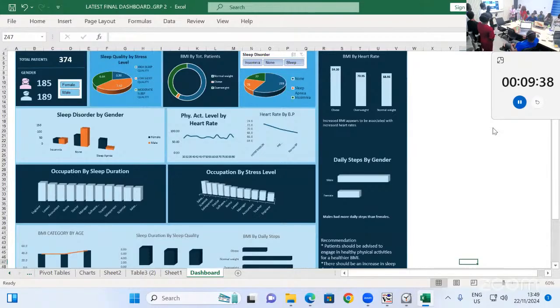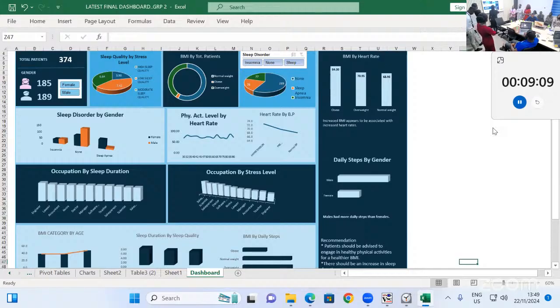All right. From our dashboard here, we want to look at BMI by heart rate. As my colleague has earlier mentioned, BMI stands for body mass index. So we can see that increased BMI tends to lead to obese patients. When you have a lower BMI, it leads to lower heart rate.